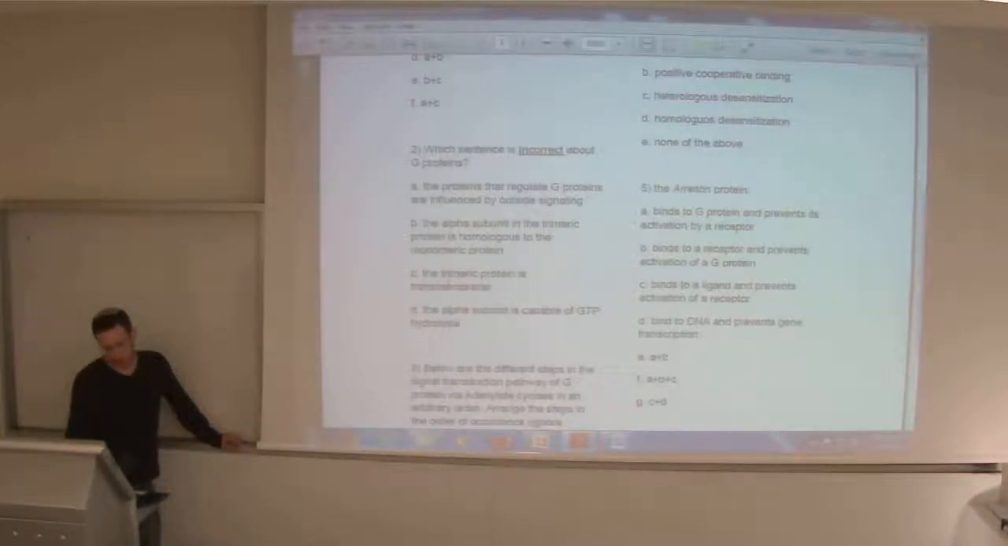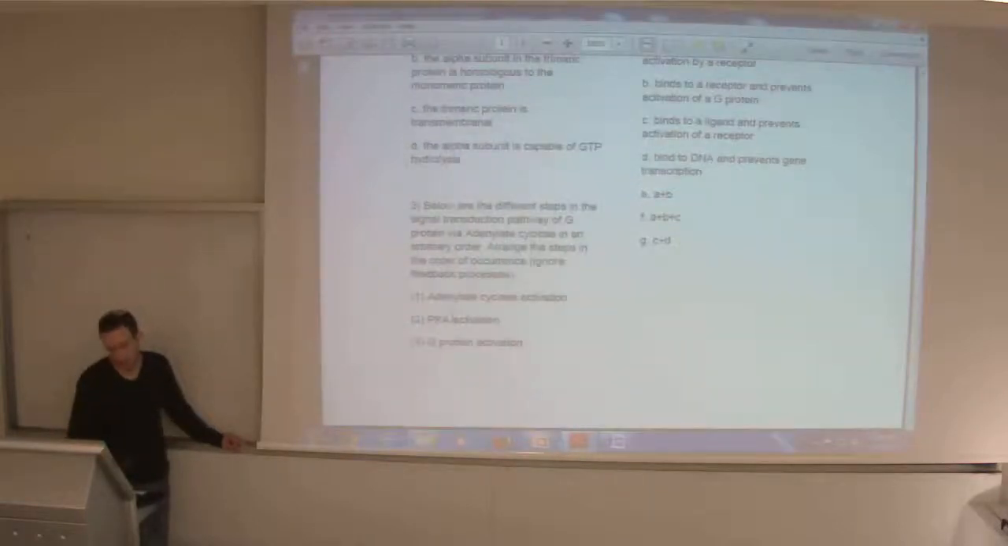The trimeric protein is transmembranal. Is the G protein a transmembranal protein? No, it's anchored on the cytoplasmic side of the membrane. We are dealing with signal transduction across the membrane, so which component is transmembranal? The receptor that activates it, right. So this is incorrect. Let's just read D, to go over the material. The alpha subunit is capable of GTP hydrolysis. Indeed, this is the hydrolyzing component of the trimeric G protein.